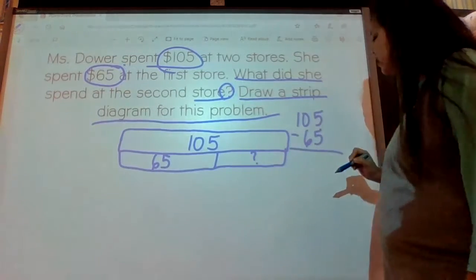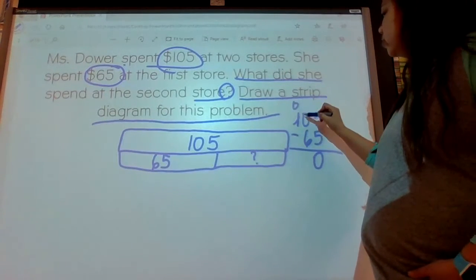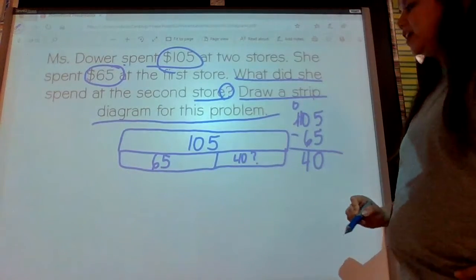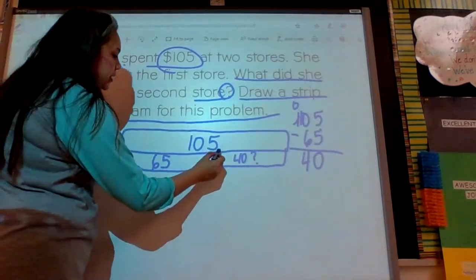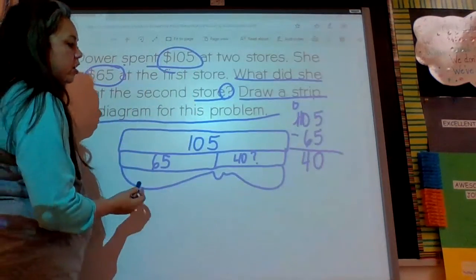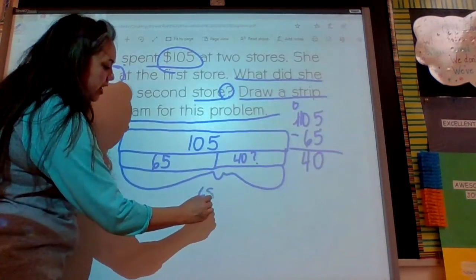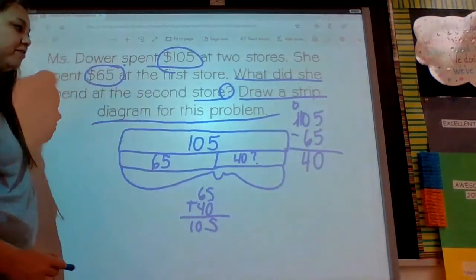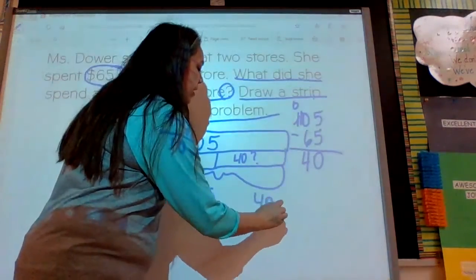So then we're going to subtract that. 5 minus 5 is 0. Move on to the next place, go next door, get 10 more. 10 minus 6 is 4. So that's where 40 comes up. Now, we can check this because both of these have to add up to 105. So this represents 105, the whole piece right here, and I'm just highlighting that so you can see it, is $105. So then to check that, we're going to add these two. 65 plus 40. If we add that, do we get 105? Yes, we do. So at the second store, what did she spend? The answer would be $40.